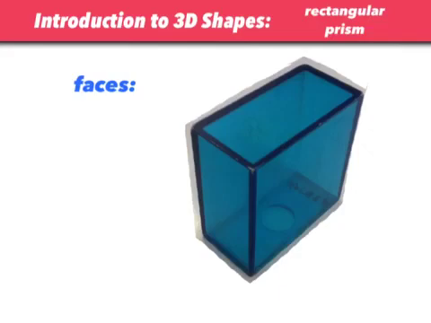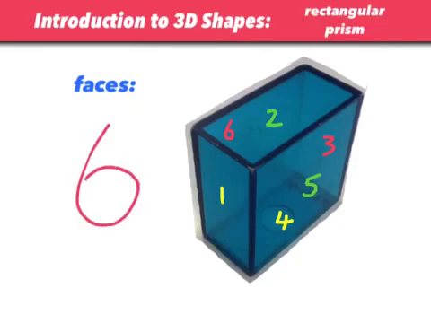Okay, looking at this shape, I can see faces here, here, one round the back here, one underneath, one round the side. So let's have a look. We've got 1, 2 on the top, 3 round the back there, 4 underneath, 5 on the front here, and 6 behind there. So altogether, a rectangular prism has 6 faces.